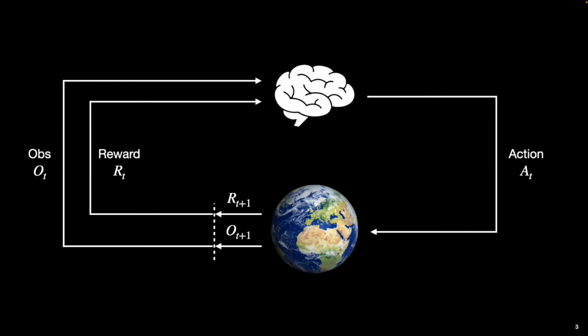And the reward tells the agent how good that action was. The overall goal is to maximize the sum of all the scalar rewards that the agent gets from time step 0 to the end of its life, which in reinforcement learning language is called an episode.